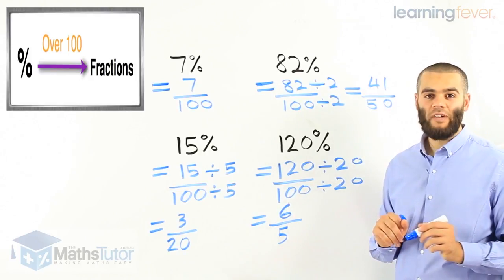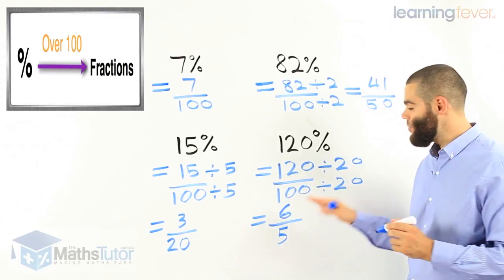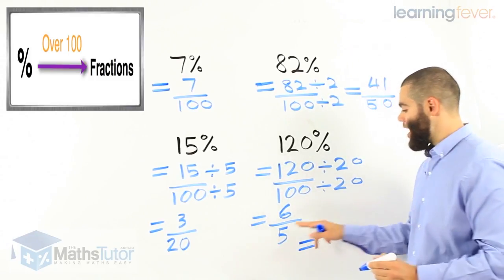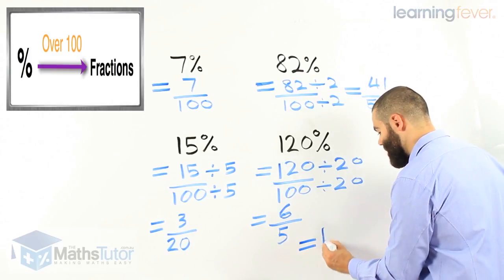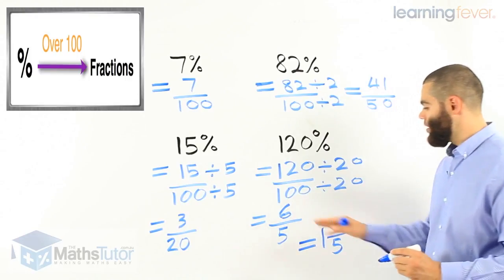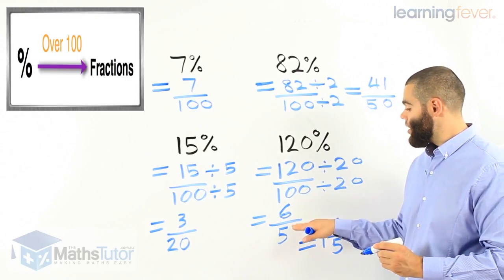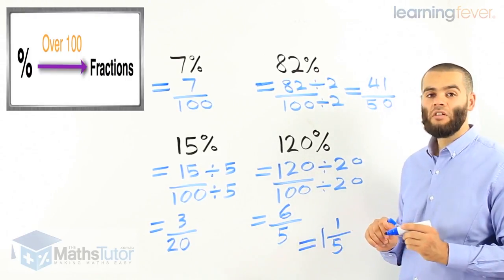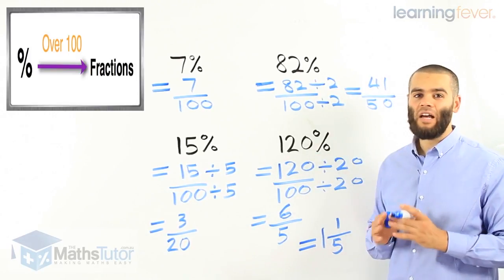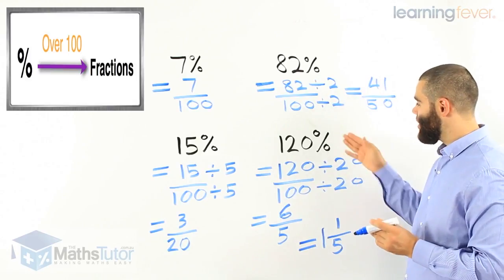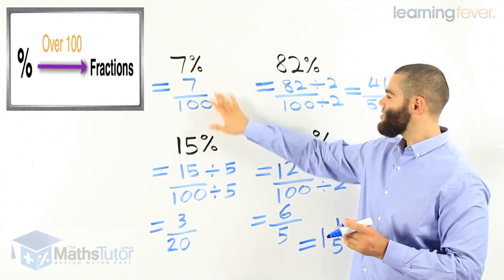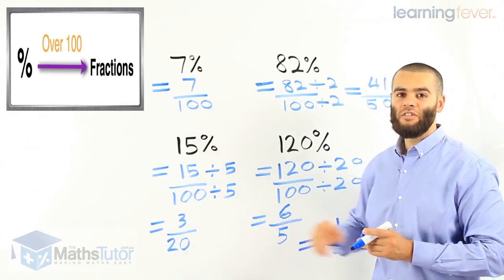What do you notice? It's an improper fraction. We can also write it as a mixed numeral. Changing it to a mixed numeral. How many 5s go into 6? 1 whole and 1 remainder. And the 5 goes on the denominator. That's an improper fraction, and that's a mixed numeral. 6 over 5, 1 and 1/5 is exactly the same as 120%. We've converted percentages to fractions, four times.